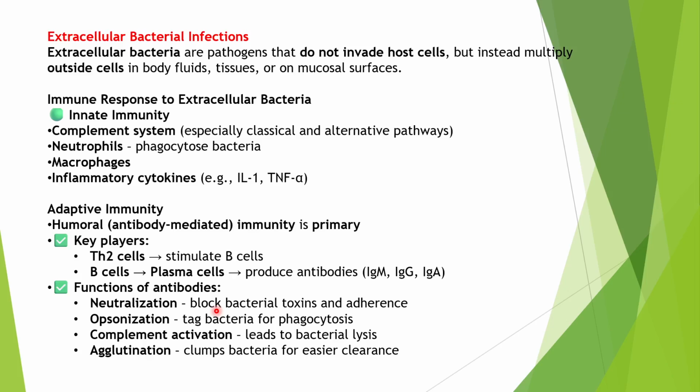So neutralization blocks the bacterial toxins and reduces adherence, and opsonization tags the bacteria for phagocytosis. In case of complement activation, your classical and alternative pathways eventually lead to MAC formation and bacterial lysis occurs. And agglutination: clumps of bacteria are made, that is, they agglutinate together, so that they are easier for recognition and clearance. So this is how your innate and adaptive immunity respond to the extracellular bacteria that infect the host.